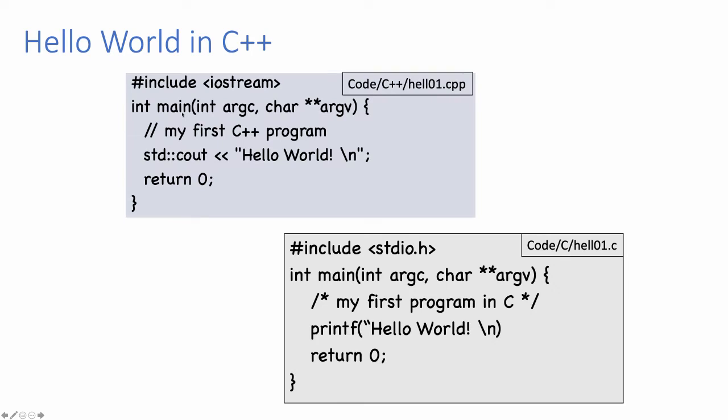So here is a hello world in the C++ language, and bottom right is in the C language. They are very similar, slightly different. Instead of including standard I/O, we include I/O stream. Note there's no .h.